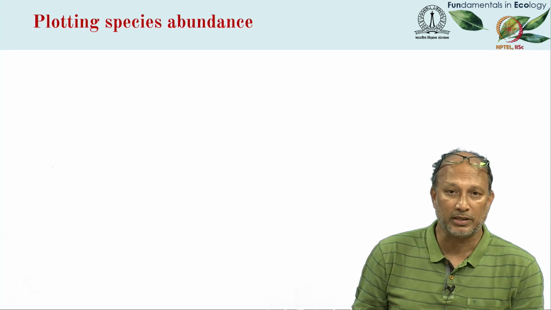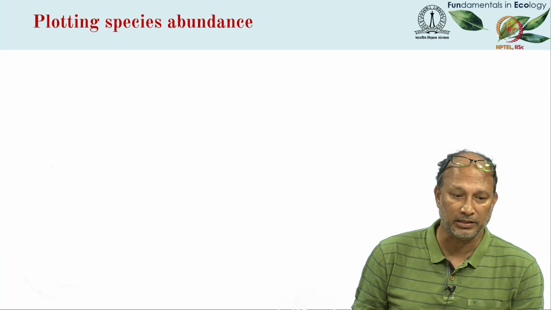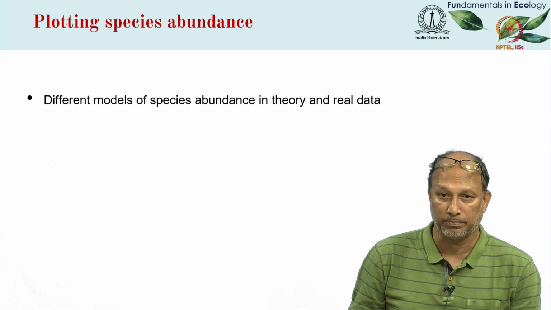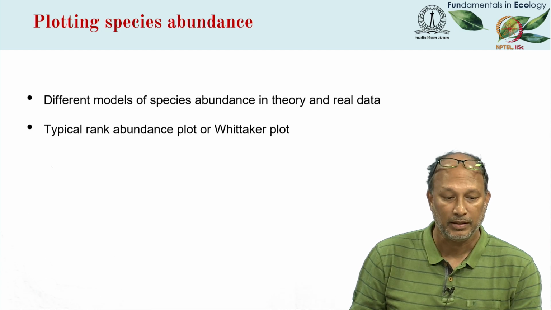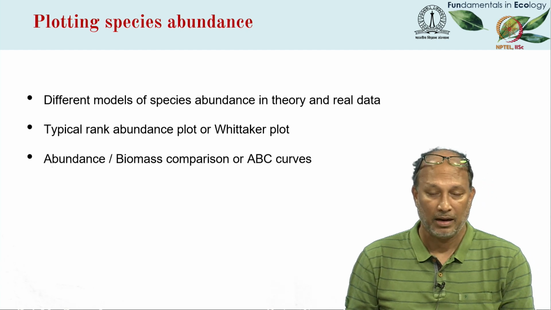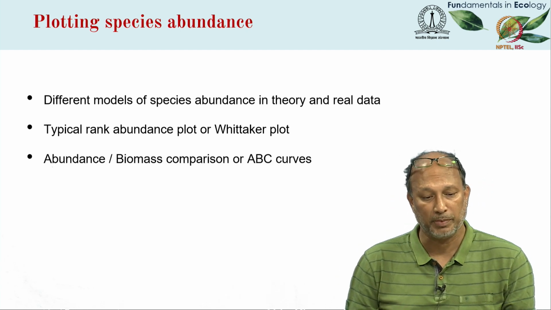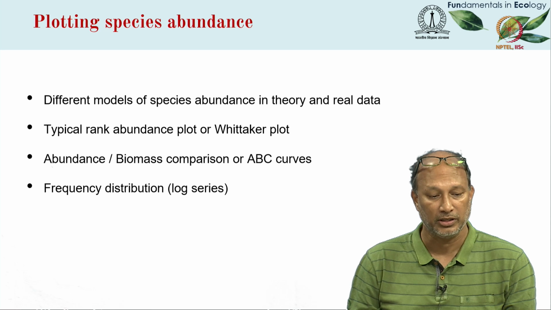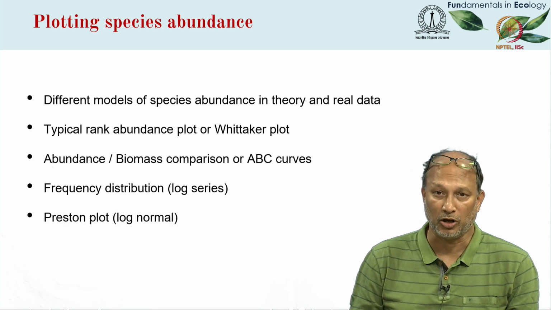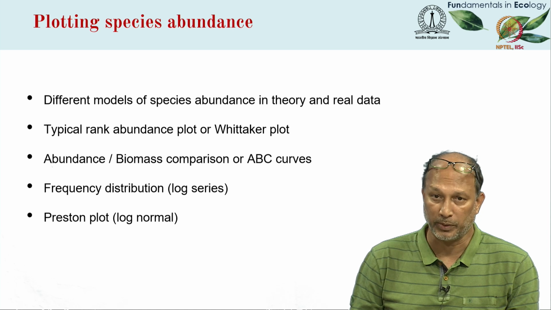Now, we can plot this relationship between species and abundance in many different ways. There are different models in both theory and real data. One classical approach to plotting this is the rank abundance or Whittaker plot. But you can also plot abundance biomass comparisons or ABC curves, frequency distributions or the log series, and the Preston plot or the log normal, each of which we will be examining.